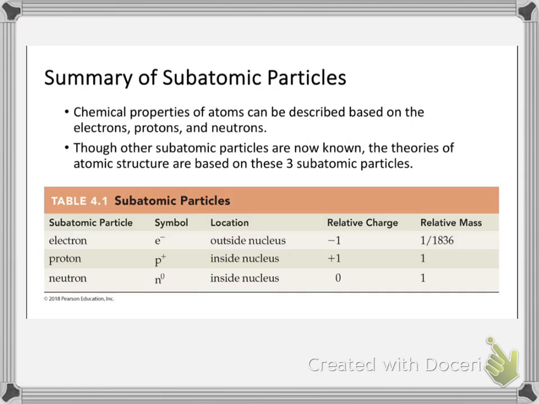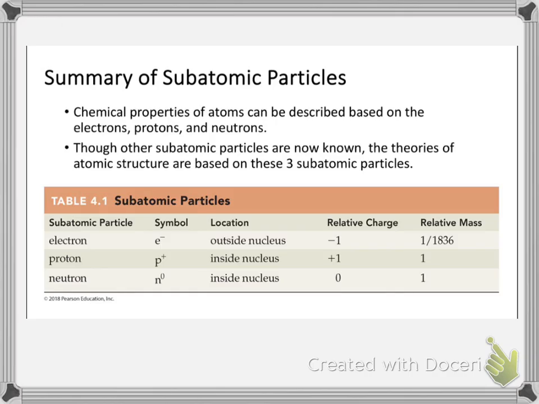So what's important for us to understand is that chemical properties can be described and predicted based on some of the subatomic particles. While the atom is the smallest form of matter that has chemical properties, it's these subatomic particles that influence these properties. And so we're going to learn a little bit about that.